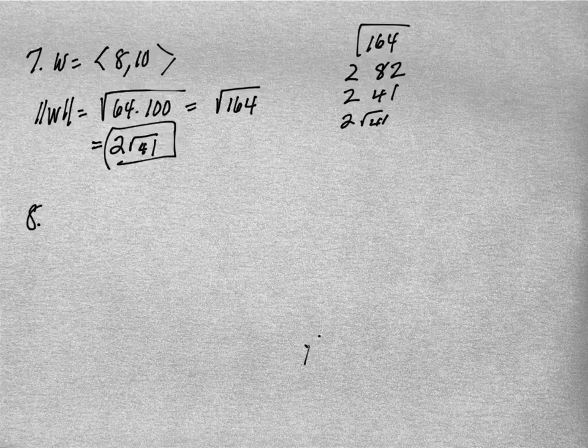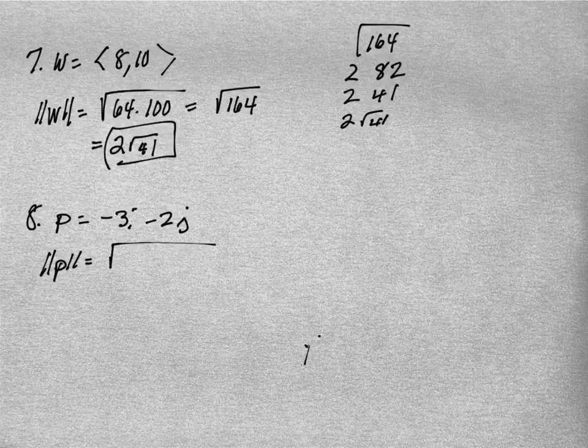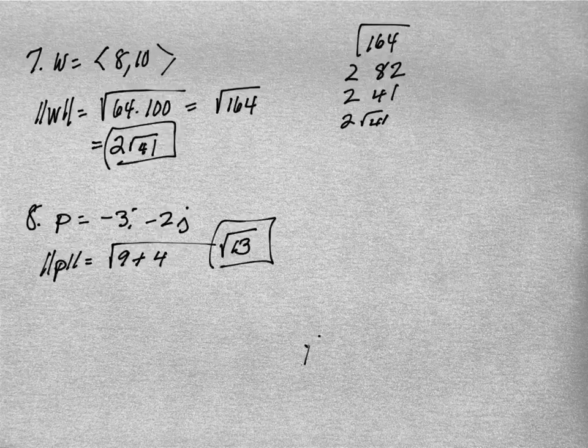Number 8 is P in ij form, negative 3i minus 2j. So the magnitude of P would be negative 3 times negative 3, which is 9, plus negative 2 times negative 2 is 4. So we get the square root of 13. So that's the answer for number 8.